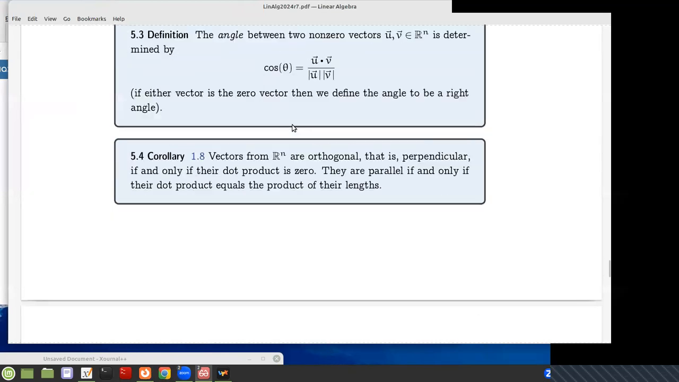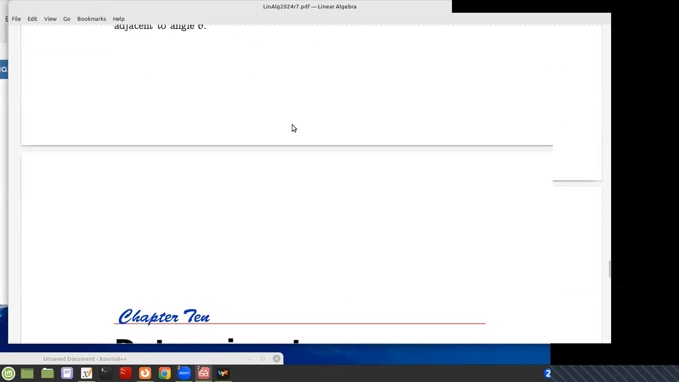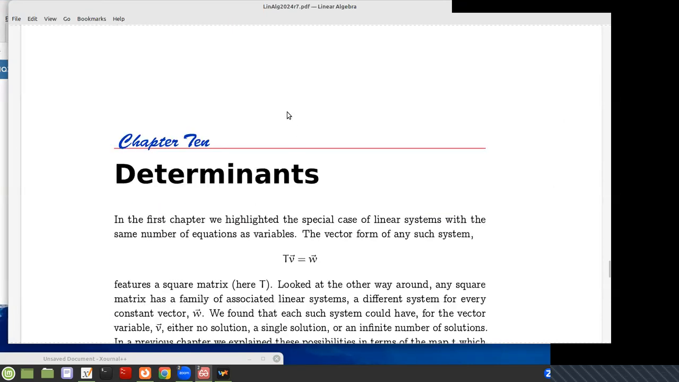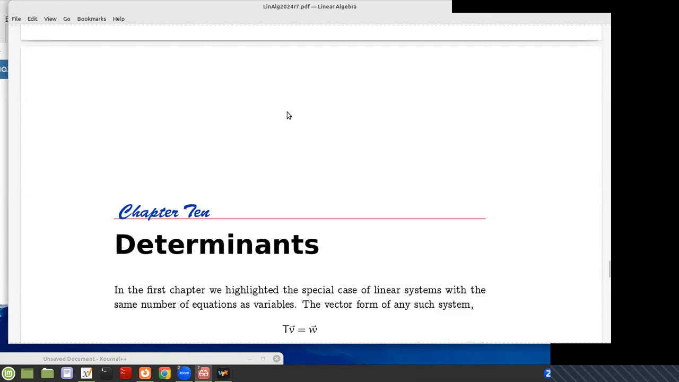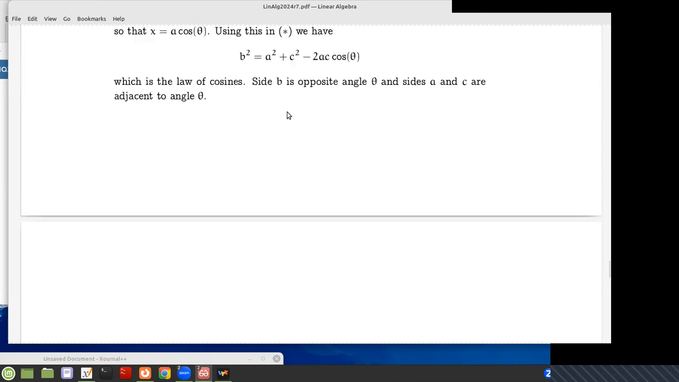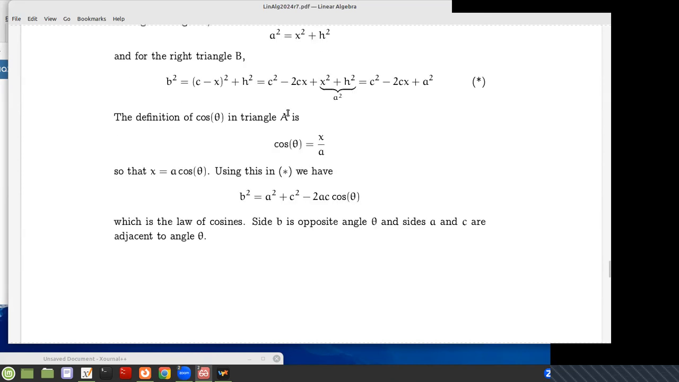And then the next chapter, we start with determinants, which I've forbidden you to use before chapter 10, right? So anyway, what are the determinants? A determinant is a map from a matrix to a number that detects singularity. It detects whether a map is singular or not.